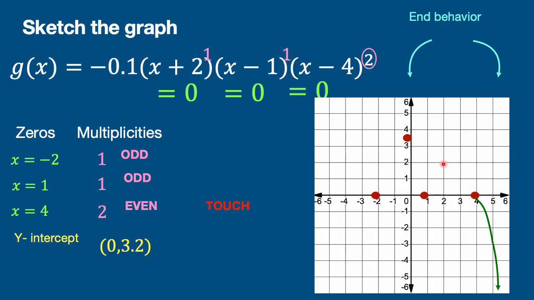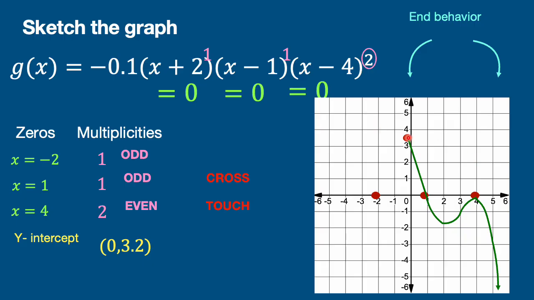So you cannot cross it; touch it and you can turn. Touch it, guys, touch it. Then after the touch, go to the next x-intercept, x equals 1. x equals 1 is odd, so it crosses. Cross means you cross it. Then after crossing, go to the y-intercept, guys. Cross, go to the y-intercept.